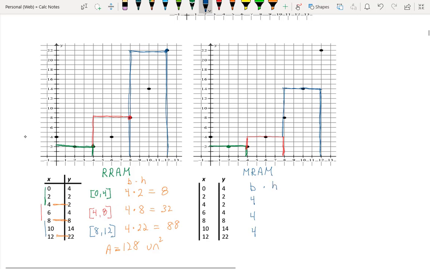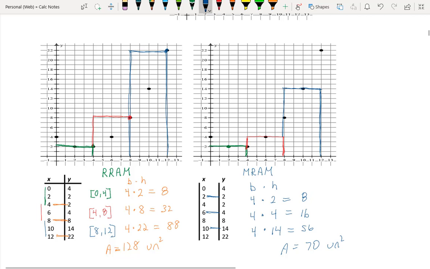times the height. And the height on the green one, I'm going to mark all the heights in the t-chart here because I'm using midpoint. So I'm using the point at 2. The height is 2. I'm using the point at 6, so at 6 the height is 4, and I'm using 10, and the height at 10 is 14. So that's going to give us 8 and 16, which is 24. 24 and 56 is going to give us an area of 70 units squared.